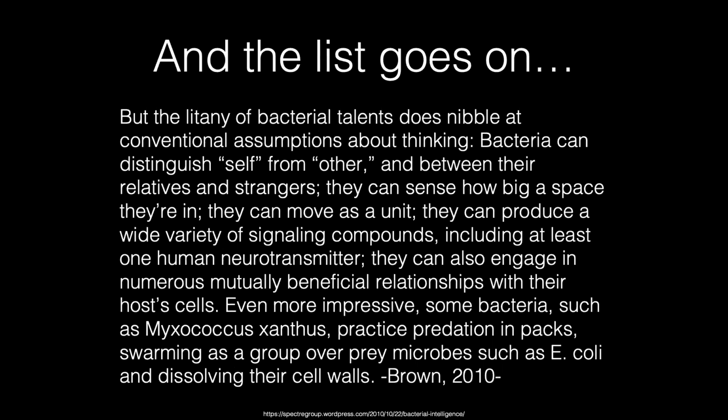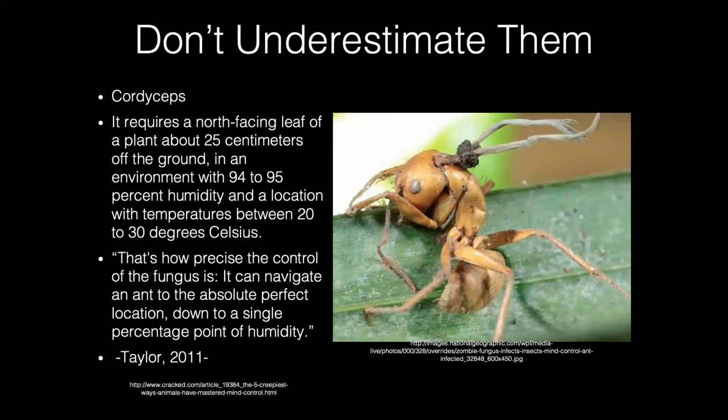The litany of bacterial talents nibbles at conventional assumptions about thinking. We usually think that microbes, the bacteria, are dumb. But bacteria can distinguish self from others, between their relatives and strangers. They can sense how big a space they're in. They can move as a unit. They can produce a wide variety of signaling compounds, including at least one human neurotransmitter. They can also engage in numerous mutually beneficial relationships with their host cells. And the list goes on. It's incredible what they can do. We shouldn't underestimate them.